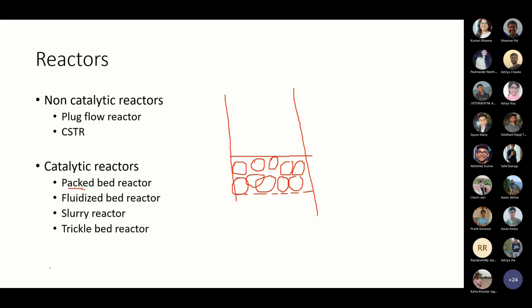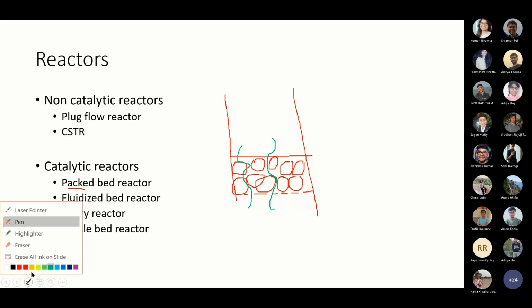And when the reactants enter, the reactants flow over the catalyst particles. We know that the catalytic reaction takes place at the catalyst surface when you maintain the required pressure and temperature conditions. So such types of reactors are called packed bed reactors.